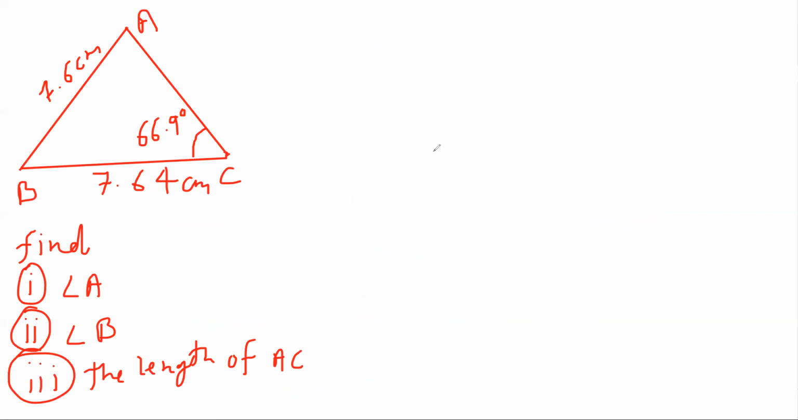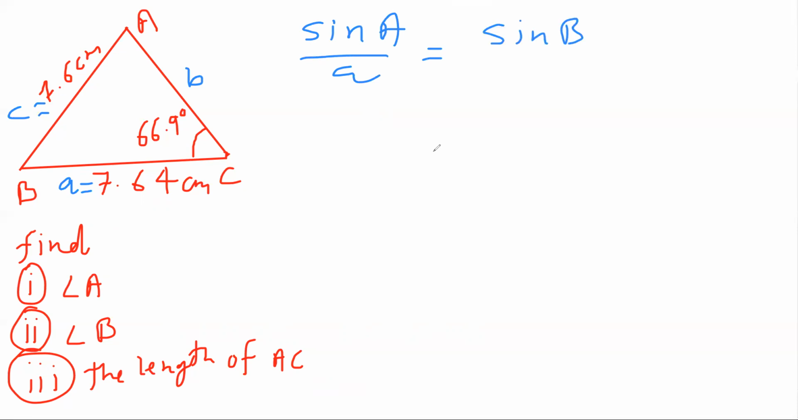To avoid confusion, let's write the side opposite to angle A as a, then this is b, and this one is c. They're asking us to find angle A, angle B, and the only unknown side is AC, so that's small letter b. Let's write the formula again. We know that sine A over a is equal to sine B over b equals sine C over c.